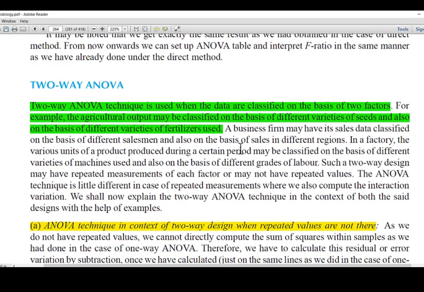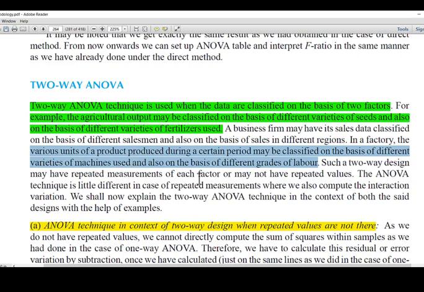Another example is given. A business firm may have its sales data classified on the basis of different salesmen and also on the basis of sales in different regions. In a factory, the various units of product produced during a certain period may be classified on the basis of different varieties of machines used and also on the basis of different grades of labor. In this case, different grades of labor is one factor, and different varieties of machines is another factor.